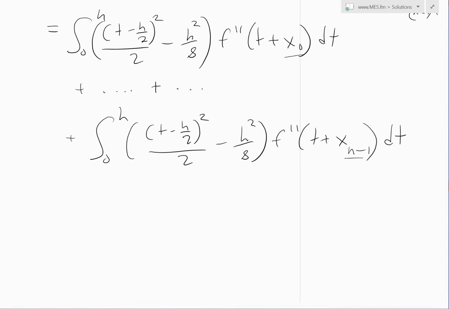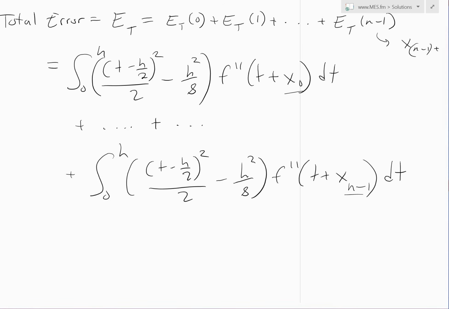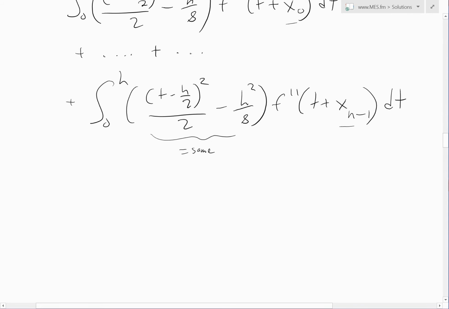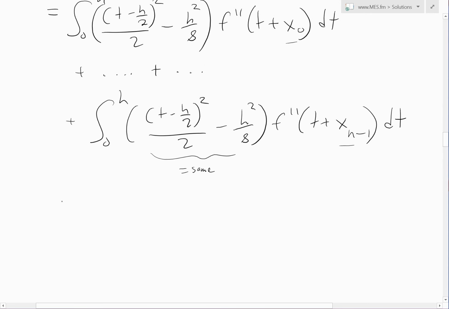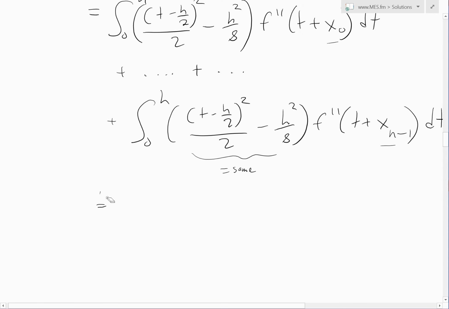Now if you notice from this summation right here, these are all the same. This part's the same. The only thing that's actually changing is this x_i, as it goes from x0 all the way to x n minus 1. So that's the only thing changing. So using our basic summation or integral properties, we could sum these up into something a bit neater. So this equals the integral from 0 to h, and plug this all in here, (t minus h over 2) squared divided by 2, write this bigger like that, minus h squared over 8.